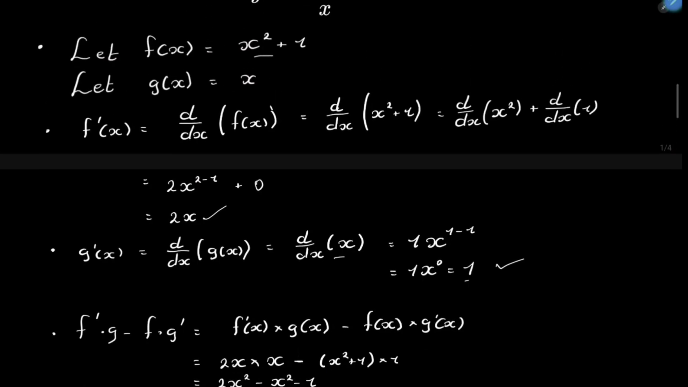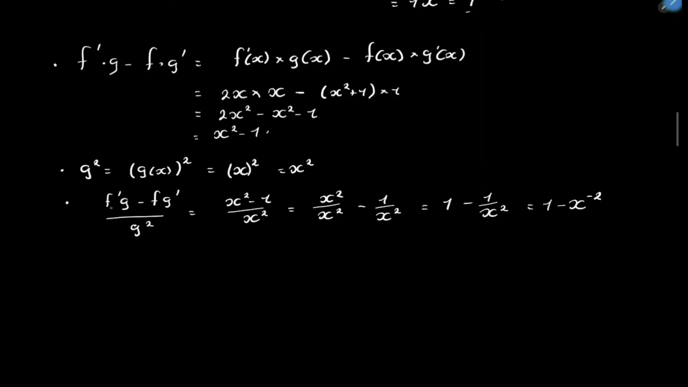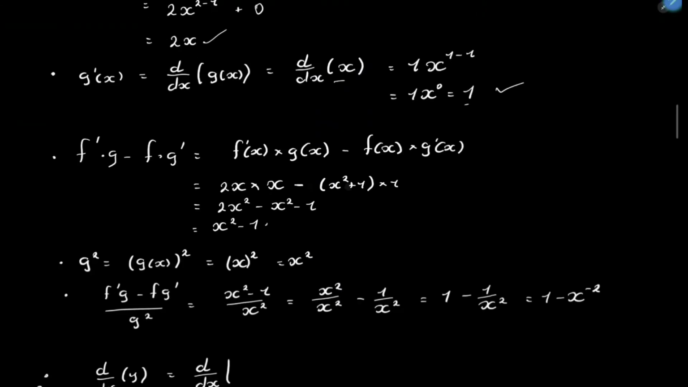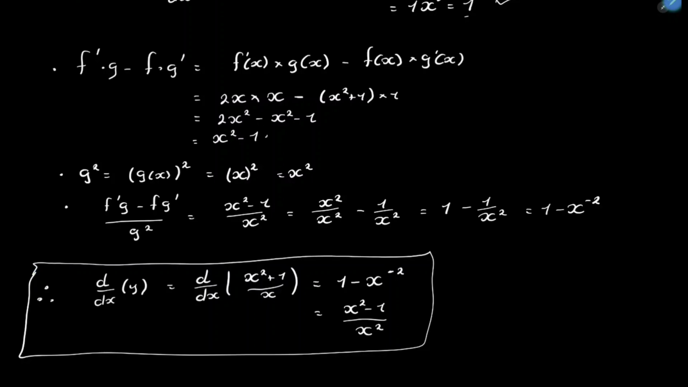So we can then conclude that the derivative of our function y, which is the same as f prime g minus f g prime over g squared, therefore the derivative with respect to x of y, which is the same as the derivative with respect to x of x squared plus 1 on x, gives us 1 minus x to the negative 2, or we could still leave it as x squared minus 1 on x squared. We are done and complete with our derivative.